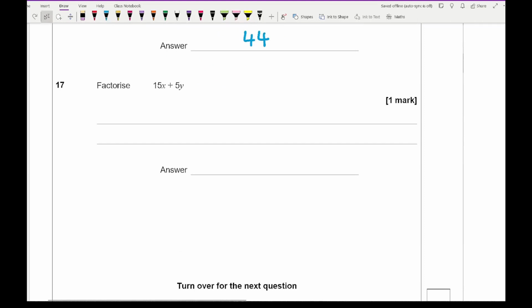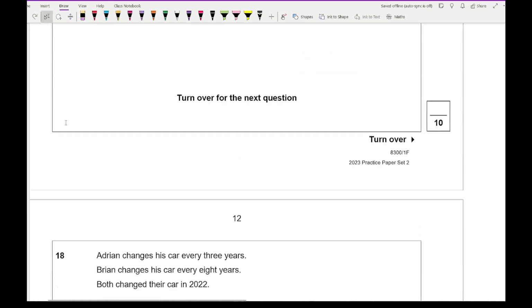So what's the highest common factor of 15 and 5? Well, that's going to be 5. Now we haven't got a common letter, so 5 times what gives me 15? That's going to be 3, and I need an x. And 5 times what gives me 5? Well, that's just 1. I can write 1, or I could just leave it as it is, and I need a y. So the correct answer should be 5 lots of 3x plus y.